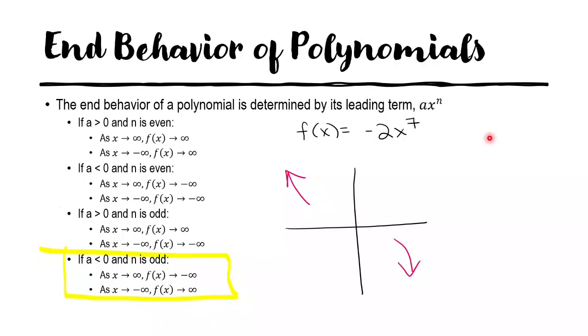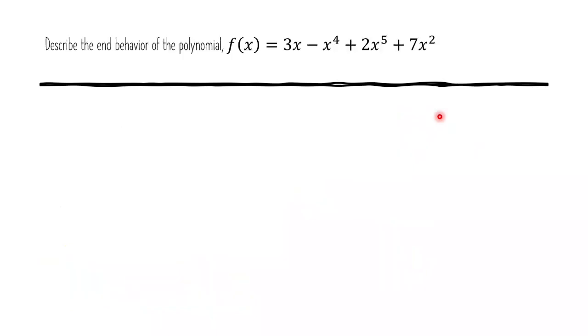And even as we add other terms to our polynomial, it is the leading term, the largest power of x, that's going to tell us what's happening at the ends of the graph. The other terms give us information about what's happening in the middle of the graph. So let's take a look at an example.